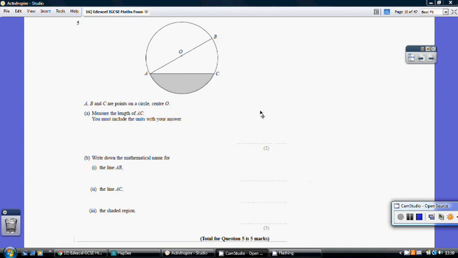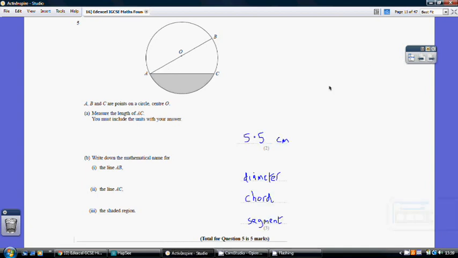Question 5. Measure the length of AC. Well, just using your ruler, of course, you will get 5.5 centimeters. Write down the mathematical name for the line AB. Well, a line that goes from the outside of the circle through the center to the other outside of the circle is called the diameter of the circle.